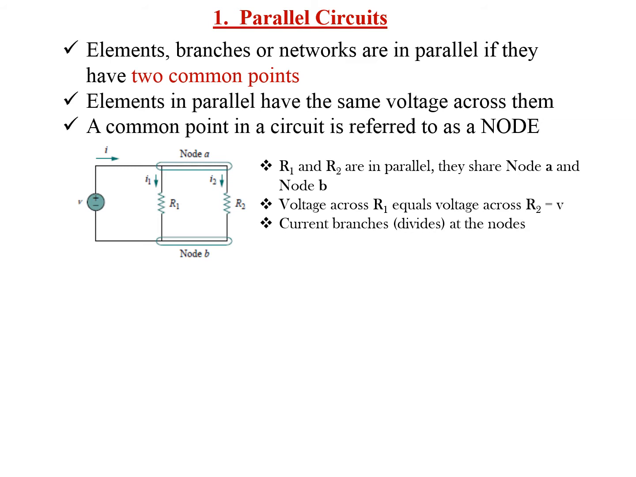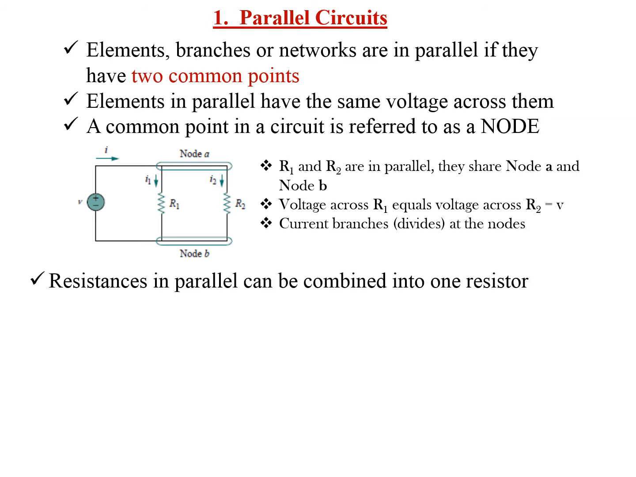So as you can see, I is getting into node A. Then at node A, I is now branching into I1 and I2, and they come to node B, where they are again combined to form I. So that is a special thing that happens at a node.